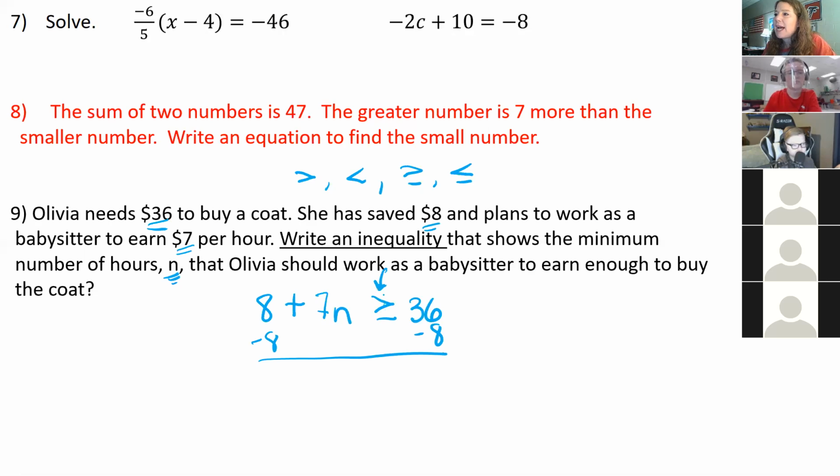So we're going to subtract $8 from both sides, which gives us what? 20. Why can't I do math in my head? 28. And now what shall we do? Divide by 7. So the number of hours has to be 4. Yes, she has to work at least 4 hours, 4 hours or more.